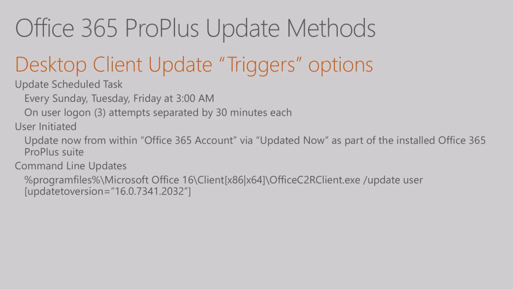We can also do this through command line updates. So we can execute a file on the user's desktop, the Office click-to-run client.exe. You can pipe a switch of update and then user, and then we can say what version to update to. Any good reason to do that?